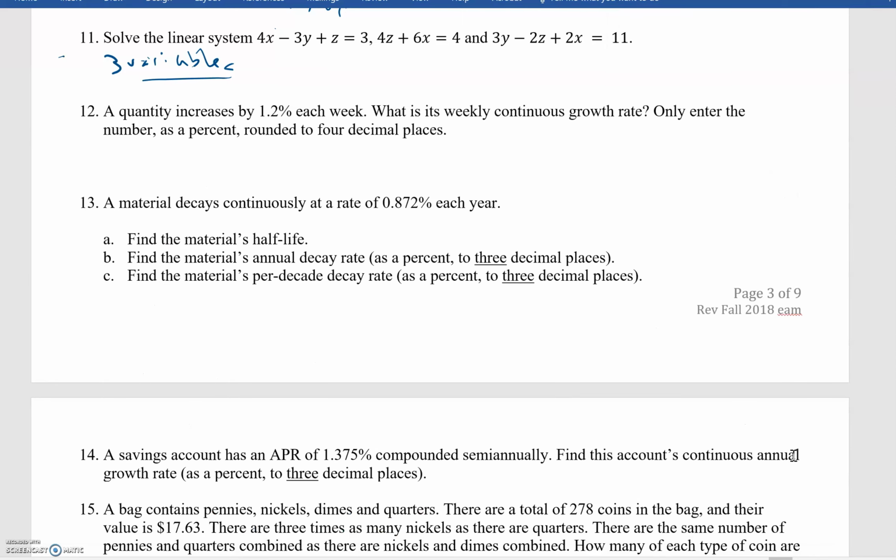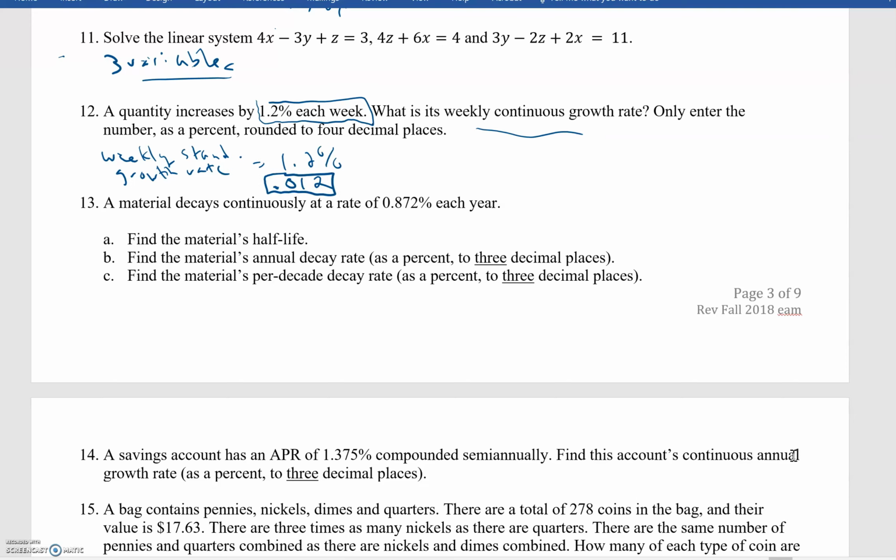And that's number 11. How about number 12? A quantity increases by 1.2% each week. What is its weekly continuous growth rate? So let's clearly identify what we have and what we're trying to do here. This is the weekly growth rate. And I'll say the weekly standard growth rate is 1.2%, or in decimal form, that's 0.012.